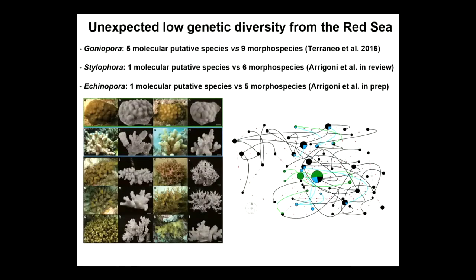And then the Red Sea is thought to be a bit of a biodiversity hotspot for Stylophora, and based on reevaluation of the 6 morphospecies in the Red Sea region, they ended up finding 1 molecular putative species. So again, the case for corals is not clear-cut. There's a lot of changing going on in the Red Sea in terms of reevaluating the taxonomy of the groups, but it seems like some progress is being made.